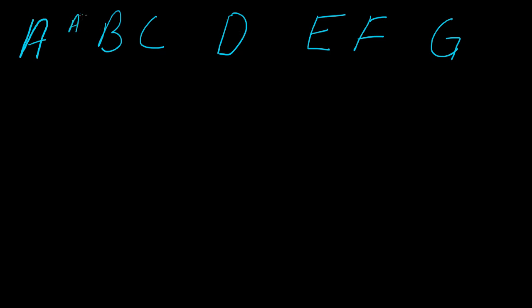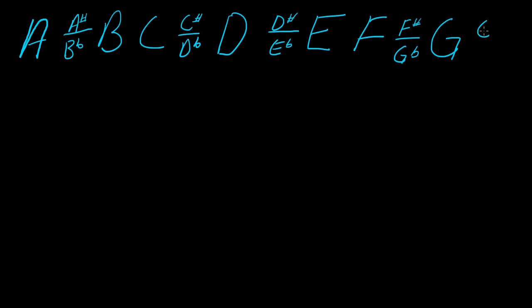We're going to call it A sharp, or you can call it B flat. They're the same note, they just have 2 different names. C sharp, D flat, D sharp, E flat, F sharp, G flat, G sharp, A flat. There's the 12 notes.